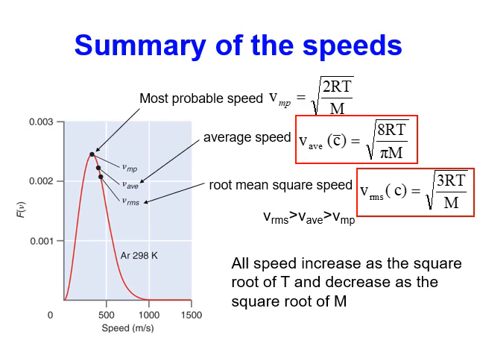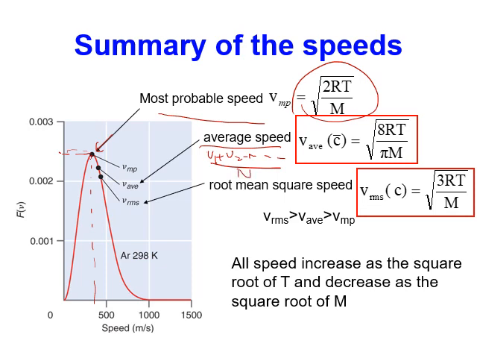So here are the 3 special speeds. The most probable speed is the speed where the probability, or the percentage of molecules, is the maximum. The equation we just derived is square root of 2RT over M. Now the average speed, you can calculate by adding all the individual speeds together and dividing by the total number of molecules, and the equation is square root of 8RT over pi M.